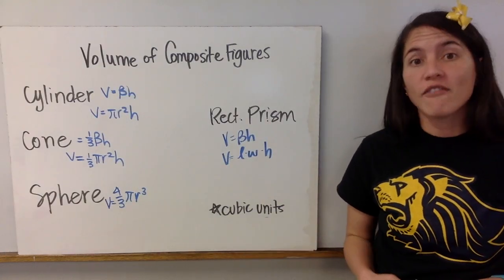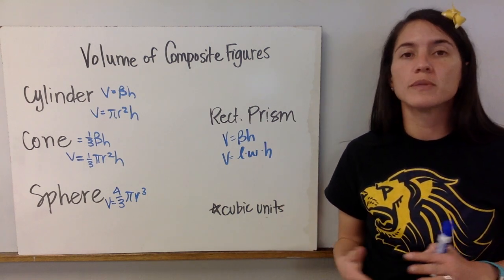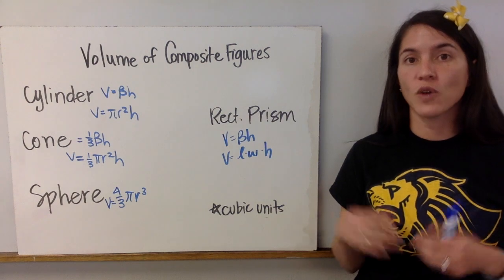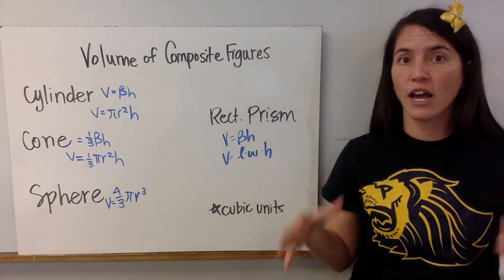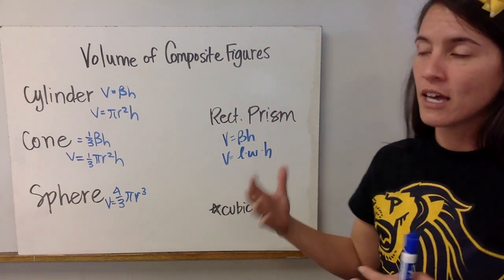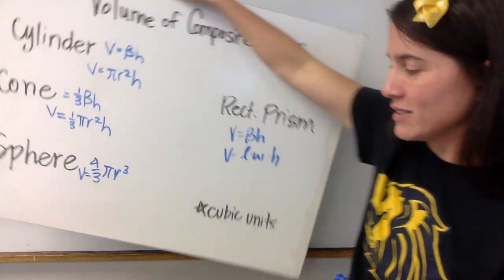And then don't forget that volume is in cubic units: cubic centimeters, cubic inches, inches cubed, feet cubed. That's because we're actually taking cubes and fitting them in these solids to figure out how many cubes can fit inside of these shapes. So that's a quick volume review of all of our formulas. And I think we have 5 problems to do.